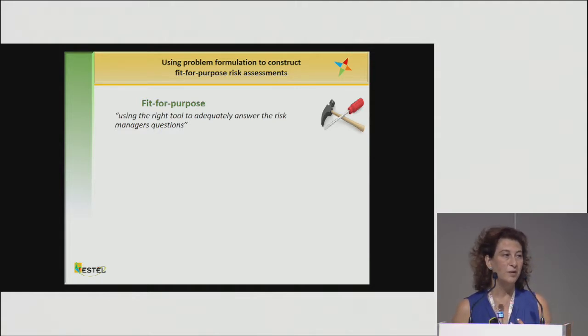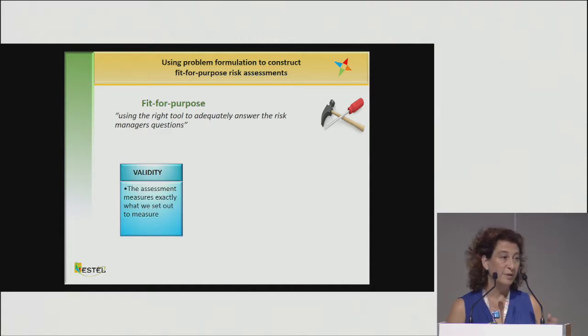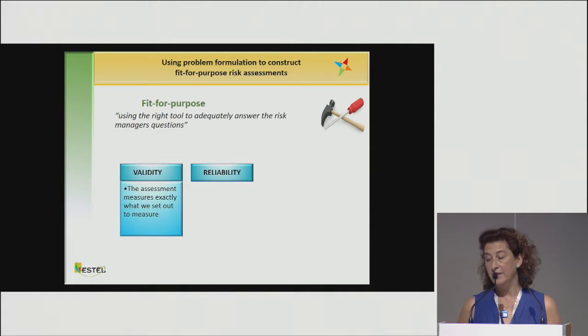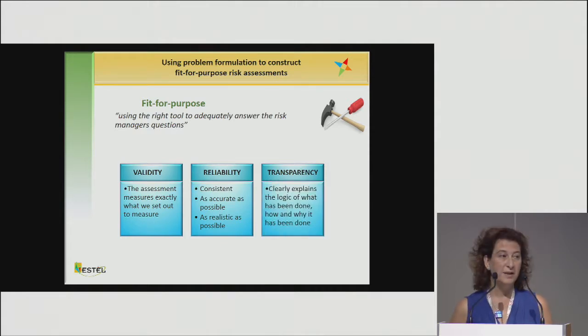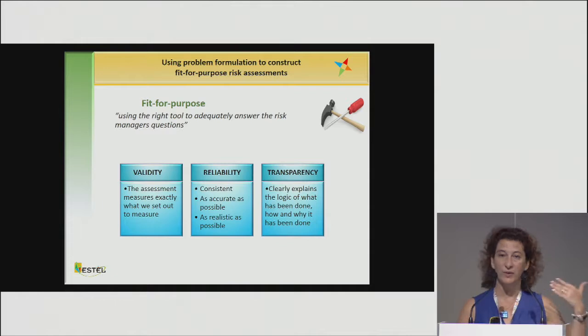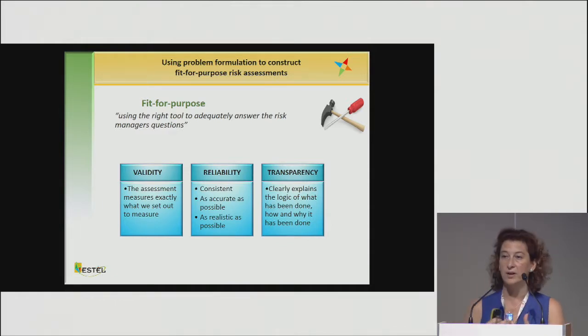There was a discussion yesterday about what fit for purpose means. In my view, in the case of environmental risk assessments, this is the definition that I like to apply: we use the right tools to adequately answer the risk manager's questions. And we must ensure that the risk assessment has validity, so the assessment measures exactly what we set out to measure, that it has reliability, so it's consistent, as accurate as possible, and as realistic as possible. And also transparency, so it clearly explains the logic of what has been done, why it has been done, and how it has been done. I guess this links with the presentation that we saw yesterday about communication and making sure that it can easily be understood.